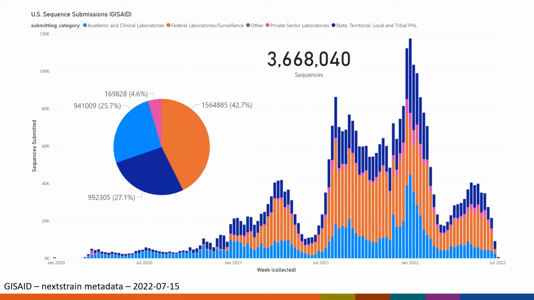In the United States, this has been a remarkable collaboration between federal laboratories and surveillance programs, state, local, territorial, and tribal public health, academic and clinical laboratories, and many private sector laboratories from all over the country. Next slide.